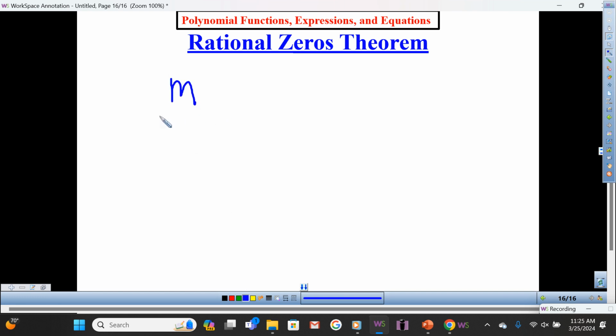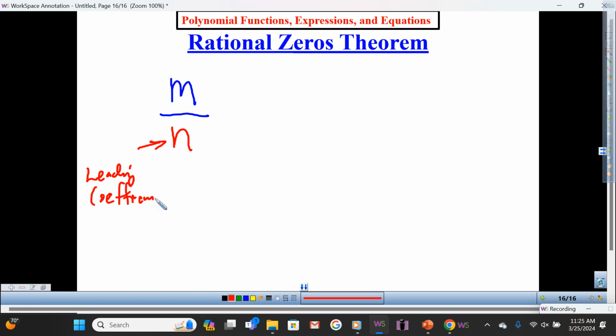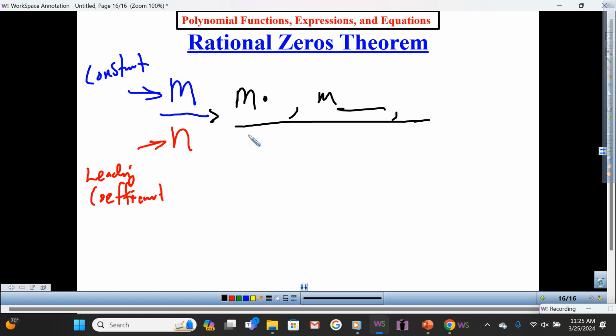You're going to write m over n. Leading coefficient, constant. And that should give us factors of m would be m times something else times something else, and so on and so forth. On the bottom, for the leading coefficient, n times something else, and so on and so forth, which all of these plus minus are possible zeros. Possible zeros.